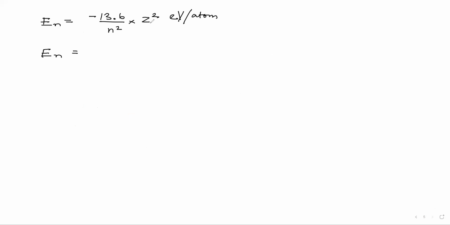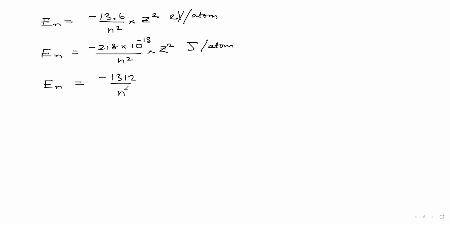If you write it in this formula, you will get the answer in electron volt per atom. If you use this formula, minus 2.18 into 10 to the power minus 18 divided by n square into z square, you will get the answer in joules per atom. Now, the energy of any orbital will be equal to minus 1312 divided by n square into z square, and the answer you will get will be in kilojoule per mole. So these are different formulas for the energy of any orbital.